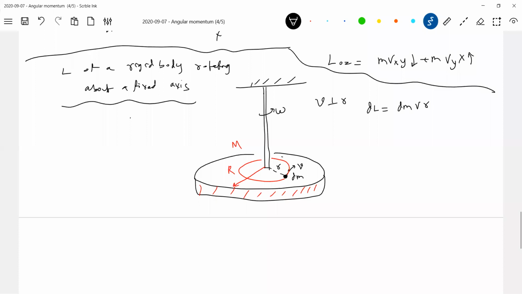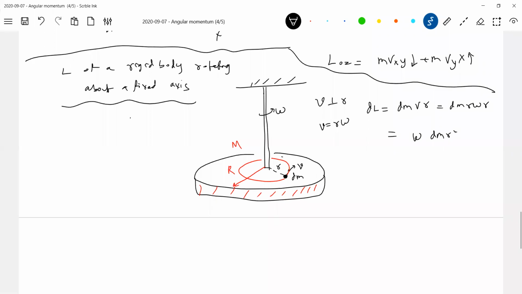And what will be the angular velocity of all particles on this rotating disk? It will be omega. Different particles will have different linear velocity, but all must have the same angular velocity. So therefore, what is the tangential velocity? In fact, this v is equal to r omega. Substitute this: dm into r omega into r, or this will be omega dm r square.